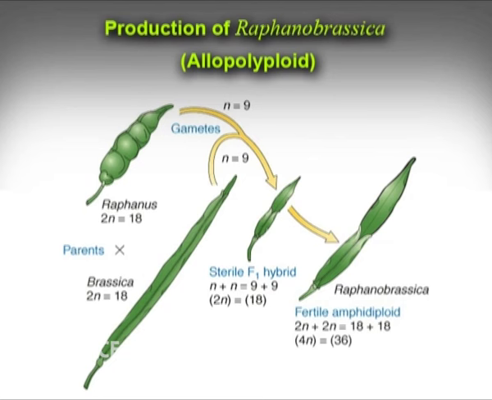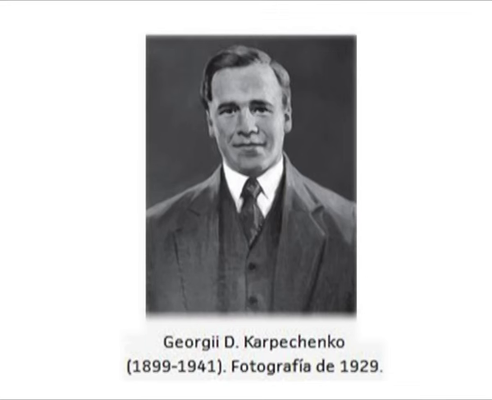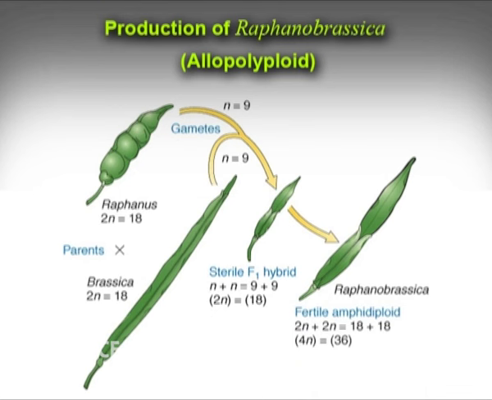Another allopolyploid, Raphanobrassica, was experimentally synthesized by G. D. Karpechenko by crossing two common vegetables that belong to different genera. These are radish, Raphanus sativus, and cabbage, Brassica oleracea. Both the species have 9 pairs of chromosomes. The diploid hybrid has 18 chromosomes, 9 from each parent, but is sterile and cannot perpetuate itself, largely because of failure of pairing between the unlike chromosomes in meiosis.